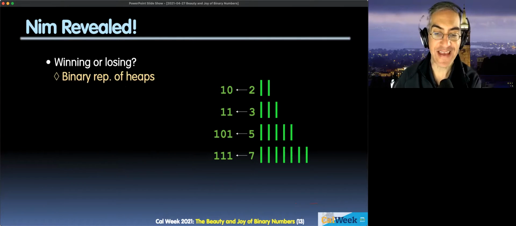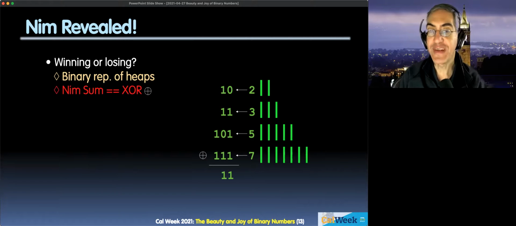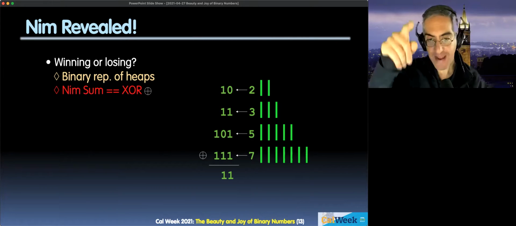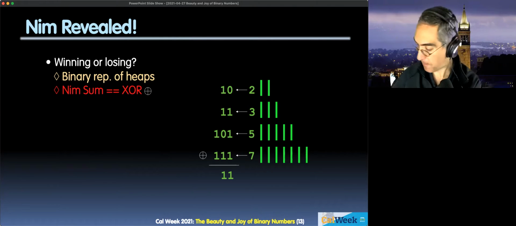You first take each heap and put it in binary. Isn't that fascinating? So 2 becomes 1, 0, 3 becomes 1, 1, 5 becomes 1, 0, 1, and 7 becomes 1, 1, 1. Now, watch what happens. Then you take what's called the Nim sum of those heaps. It's like you add them up, but you don't carry. What not carrying means is, if I have an even number of ones, it's a 0. If an odd number of ones, it's a 1.